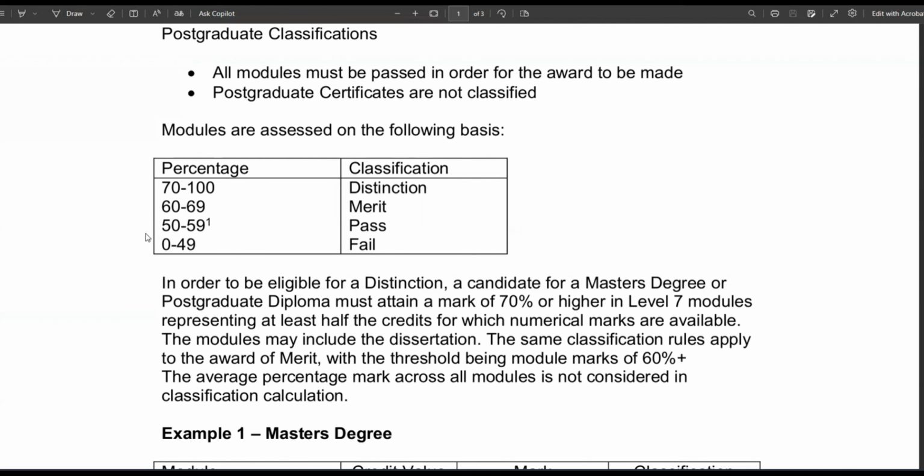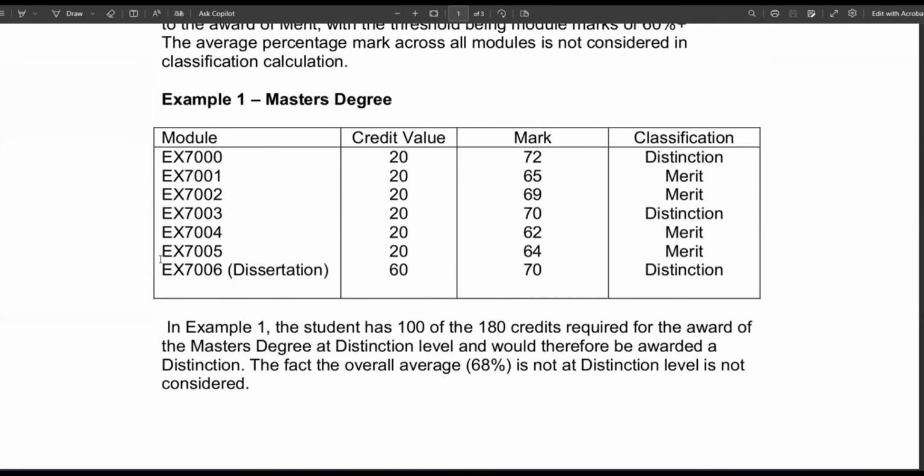As a postgraduate student, in order to be eligible for a distinction, a candidate for a master's degree or postgraduate diploma must attain a mark of 70% or higher in level 7 modules, representing at least half the credit for which numerical marks are available. So if you are undergoing a master's in the UK, you fall under the level 7 category. Now let's look at example 1.